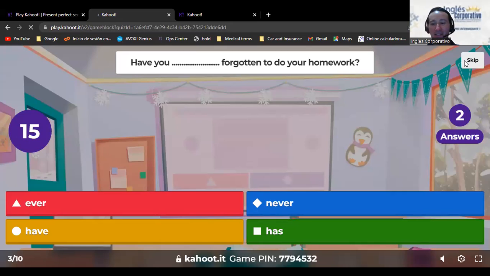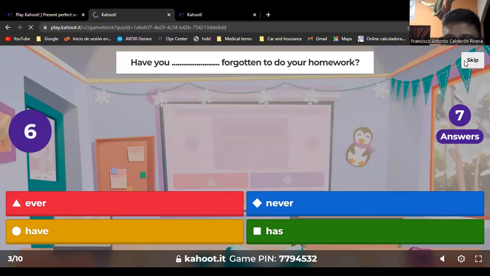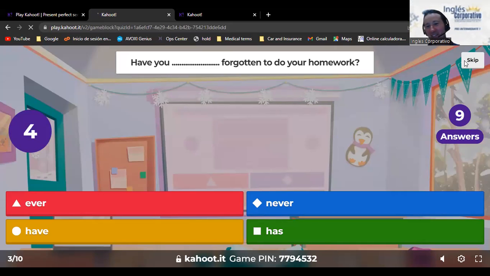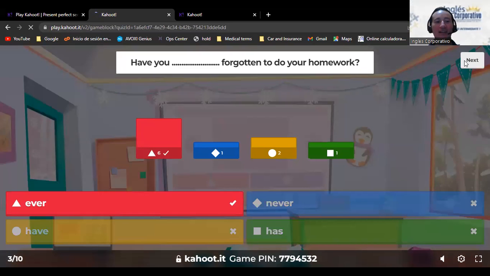Okay, what is missing, guys? Ever. Ahí está. Bueno, Francisco ya nos dijo todo, ¿verdad? Ya no nos tenemos que equivocar. Francisco nos dijo. Ahí está. Ok, como les dije, ¿verdad? Ever, por lo general, para preguntas. Ok. So, have you ever forgotten to do your homework? We have a question here. Ok, this is a question.